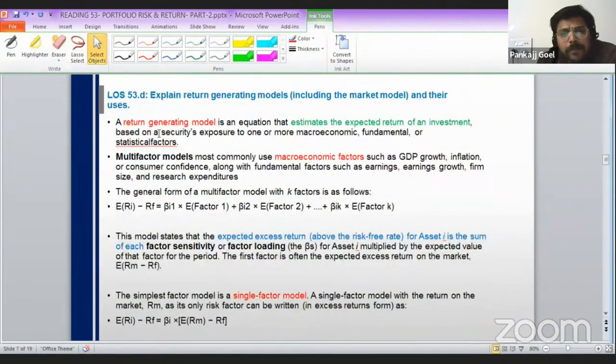Okay, now there are different models through which we can find out the expected return. So how much return we should expect from a risky security, we can use different methods. For example, the first method is the multi-factor model. In this method, we look at different macroeconomic factors, and on the basis of these factors, we try to project the return for a risky asset.